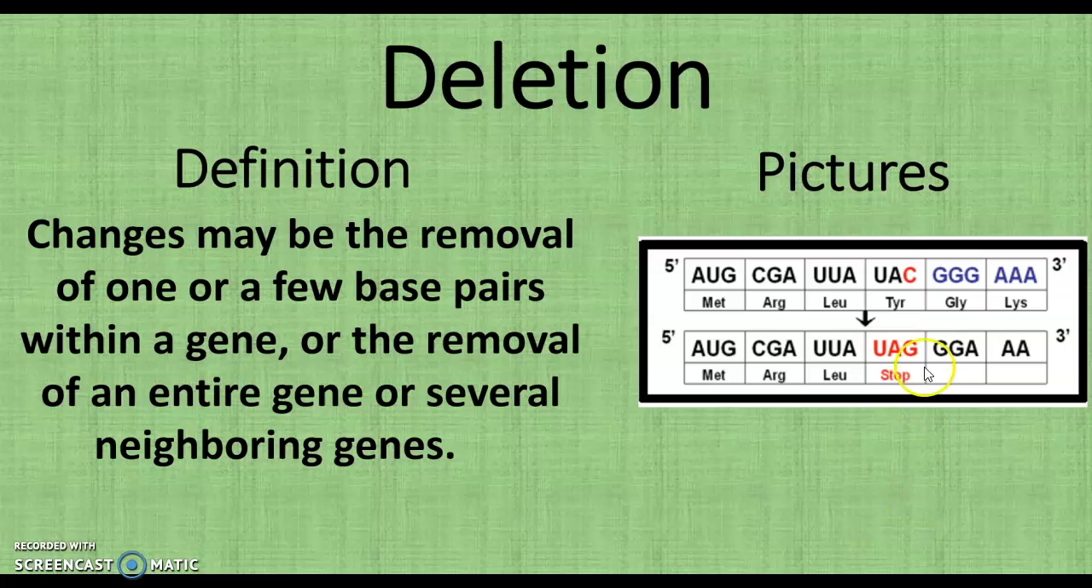Same thing with the deletion. So in this case, having this U deleted is going to change your sequence. Sorry, it's the C, it's deleted. It's in red. It's going to change your sequence there, and now when this G moves up, this is going to become a stop codon. So now this protein sequence stops here.